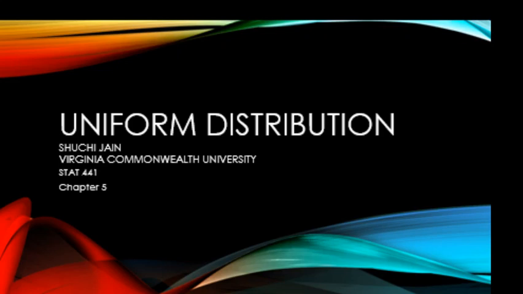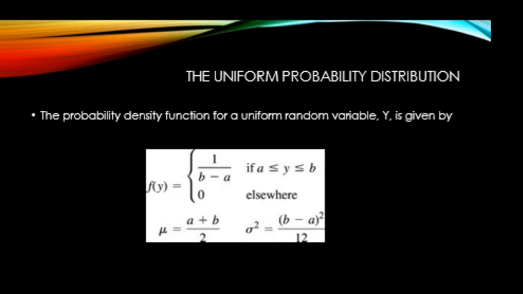In this lecture, we will discuss the uniform distribution. Uniform distribution is a type of continuous distribution that we have been discussing in chapter 5. So here is the probability density function of a uniform random variable y.